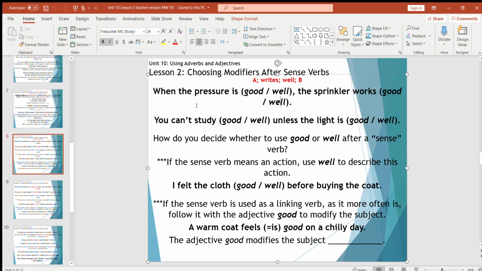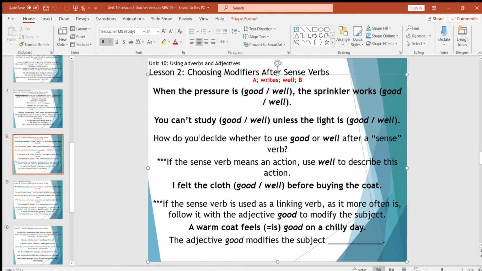You can't study good or well unless the light is good or well. So what is it for this one? You can't do things well unless the light is good, right? Good describes the noun light.